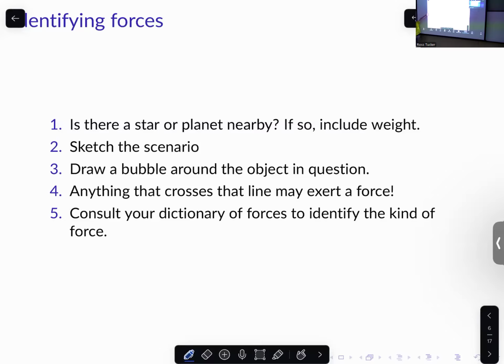When you have a first sketch, when you're visualizing the scenario, say a person is skating across an icy lake, you'll draw a little stick person, you'll draw a surface underneath them to represent the lake, and draw a little dotted bubble around the object. Anything that crosses the dotted line may, doesn't have to, but may exert a force. When you consider the objects that can exert a force, then you can identify what kind of force based on the dictionary I just gave you. It'll be one of those five. And if you've already included weight, it'll be one of the four.